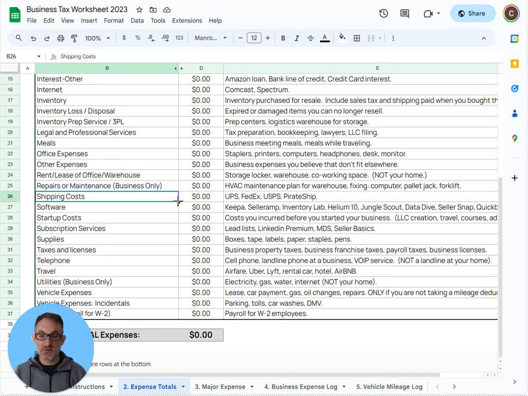Any sort of subscription service you have. So let's say, for example, you're paying for leads lists, maybe you have Seller Basics. All of that can also be written off. Any supplies, like I mentioned, boxes, tape, labels, paper, staplers, pens, all of that good stuff is able to be written off. Another one is any sort of telephone services. If you have a cell phone, those can generally be written off as well.